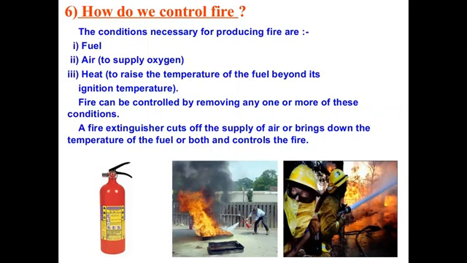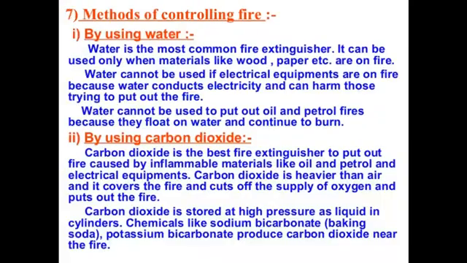Next, we have heard of many types of fire extinguishers. The main work of a fire extinguisher is that it cuts the supply of air or brings down the temperature of the fuel or both, and so it can control the fire. So children, we have different ways in which fire can be extinguished. The first method of controlling fire is by using water. That is a very common method. Water is the more common fire extinguisher.